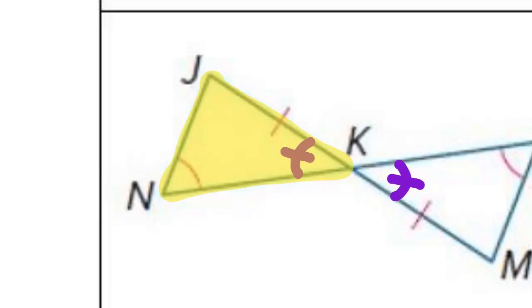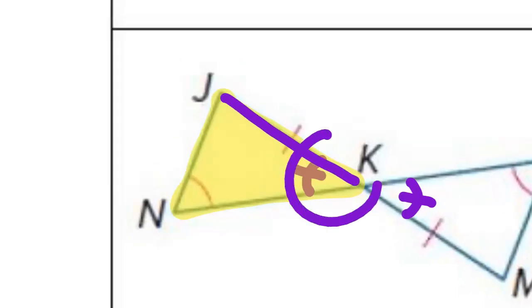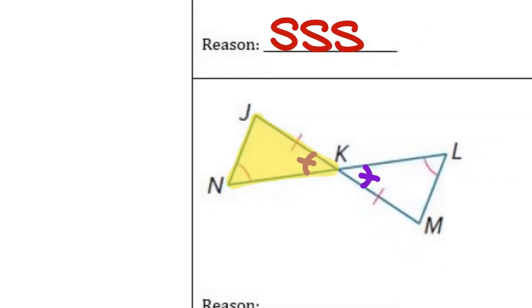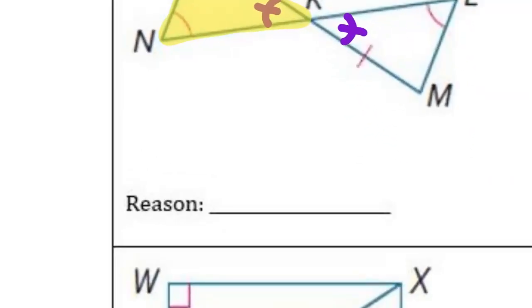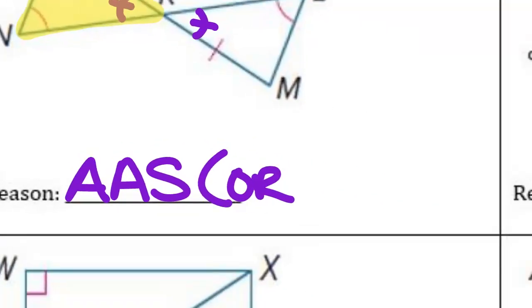Two angles, one side. Is the side in between the two angles? No. This side touches this angle, but this side does not touch this angle. It is opposite that angle, so it's not in between the two angles. So is this angle, side, angle, or angle, angle, side? Angle, angle, side. Or you could call that side, angle, angle.